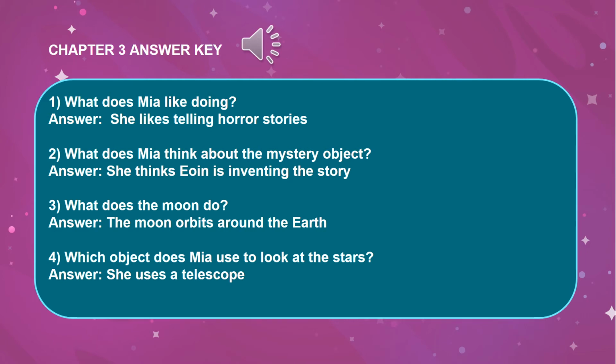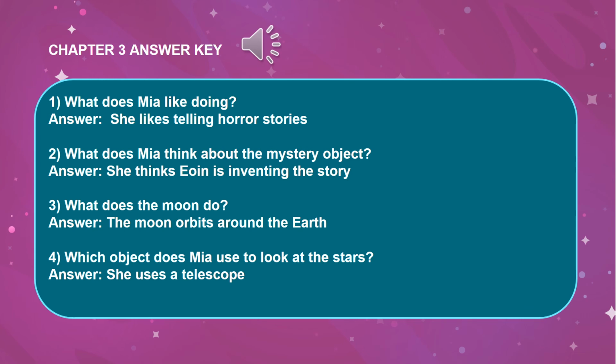And before we go to the next slide, we have to check the chapter 3 questions. Do you remember the questions, the activity from chapter 3? Here are all the answers for the questions you have. Number 1, what does Mia like doing? A proper answer would be, she likes telling horror stories. Number 2, what does Mia think about the mystery object? A possible answer can be, she thinks Owen is inventing the story.